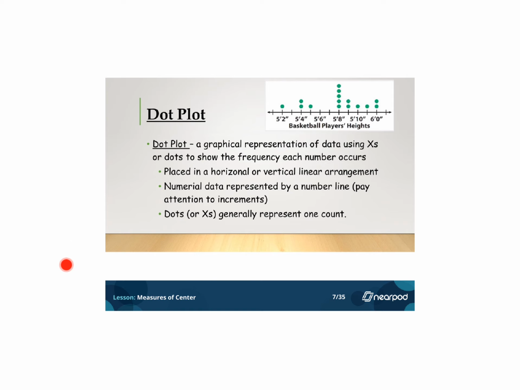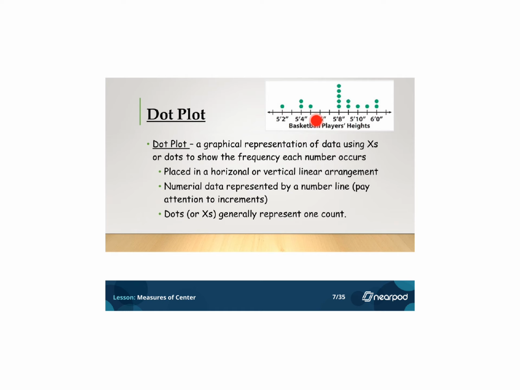So again, the second part says that it's represented by a number line. We got that, right? The third point says it's dots or x's. This one's using dots. The way you read it is, if I look at the basketball player's height, this is what this number line is talking about. If I look at 5 feet 2 inches, how many dots do I have on top of it? I have 1. So that's saying that there's one basketball player that's 5 feet 2 inches. If I go to the next one, 5 feet 4 inches, how many dots do I have on top? 1, 2. This is saying that there are 2 basketball players that are 5 feet 4 inches.